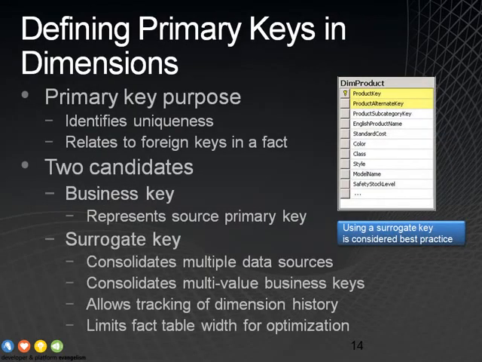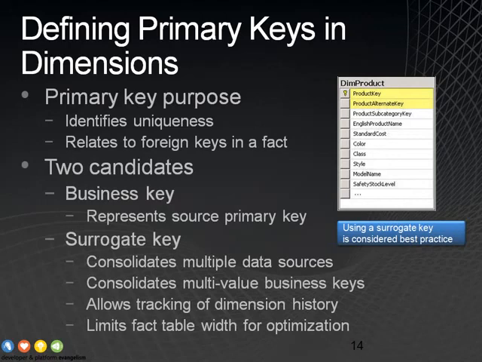An important part of a dimension is the primary key. That might be a single column or composite columns. The primary key is used to identify unique records within the table and also to relate it to the fact tables. It becomes the foreign key in that fact table. One option for the primary key is to use something called a business key. And that's really just a new name for the primary key that's coming from the source table.